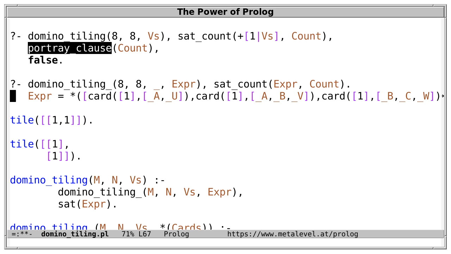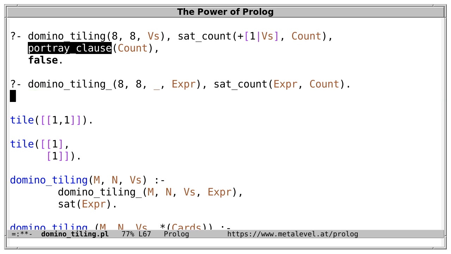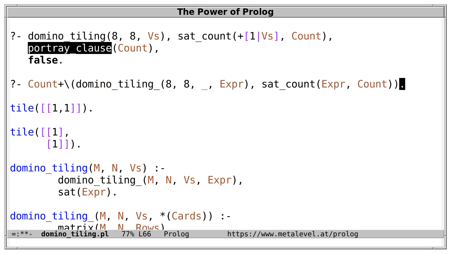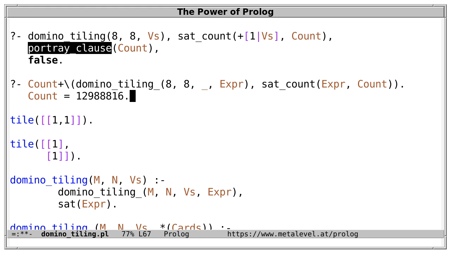What we get here instead is a binding for the generated expression. We don't need to see this if we only care about the count, so we can use a lambda expression to project away uninteresting bindings, like this. Now we see only the interesting bindings. So this is the number of domino tilings of an 8x8 chessboard.